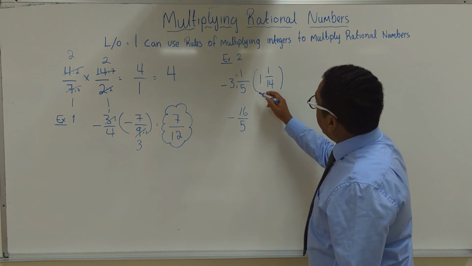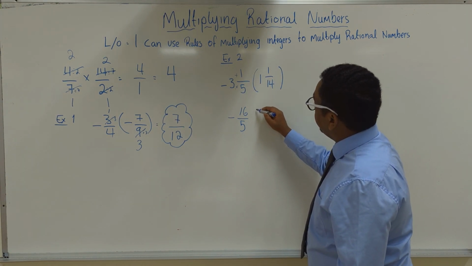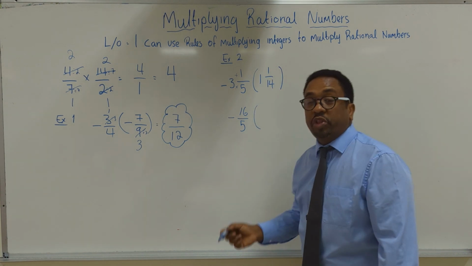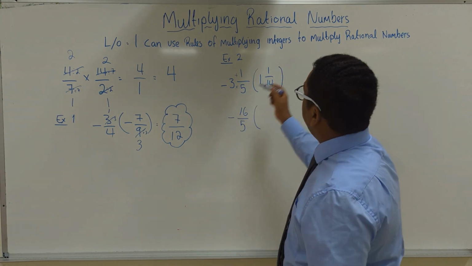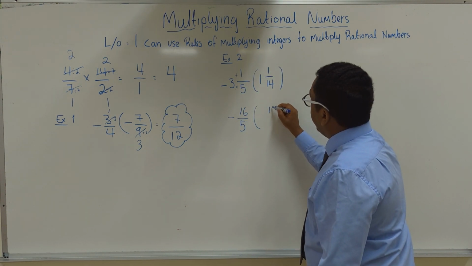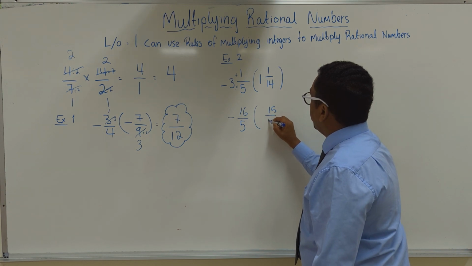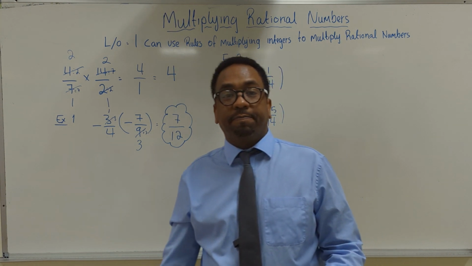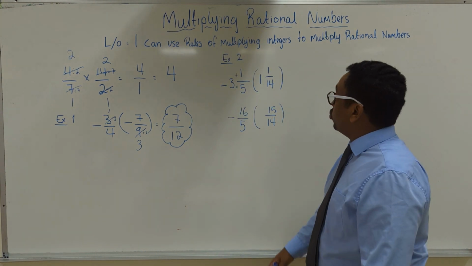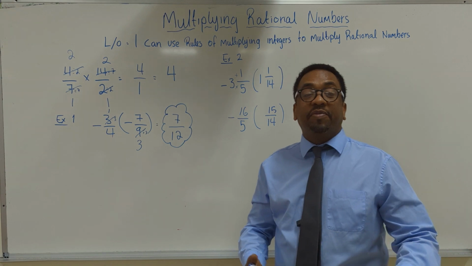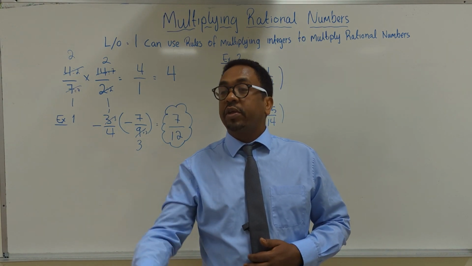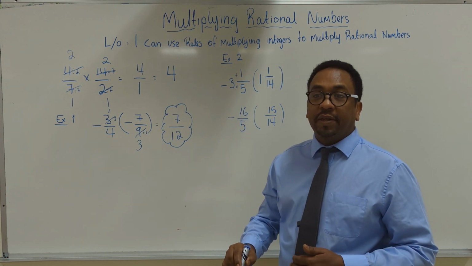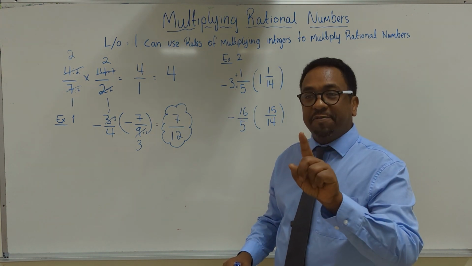And then we multiply. Remember this is multiply, we have the bracket. So 1 times 14, 14 plus 1, 15. So we have 15 over 14. This is normal multiplication. Are there any numbers that we can simplify? Yes. Which one? 5 and 15. What can I divide by? 3? No, 5. Yes.